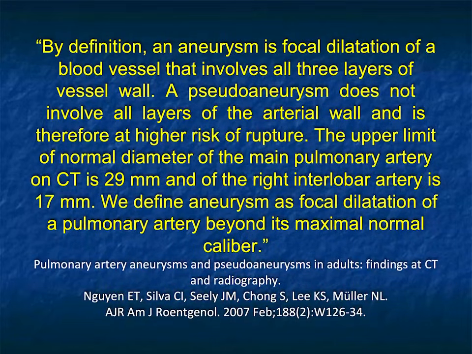In the article by Nugent, an aneurysm is a focal dilatation involving all 3 layers, as we said. The upper limit of normal diameter of the main pulmonary artery is 28 or 29 millimeters, and the right interlobar is 17 millimeters. We define aneurysms as focal dilatation beyond the maximum normal caliber. So again, measurements become very important. The measurements can be done with the MIP imaging, can be done with volume rendering, or just off the routine axial and coronal views.